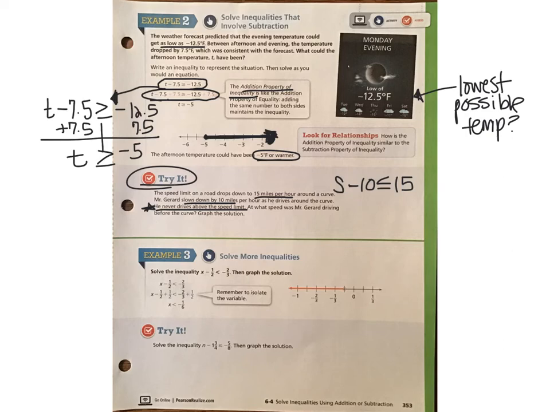I chose S as the variable to represent Mr. Gerard's speed before the curve. So his speed before the curve minus 10 miles an hour, so that slowing down of 10, is still going to be less than or equal to the 15 mile an hour speed limit.